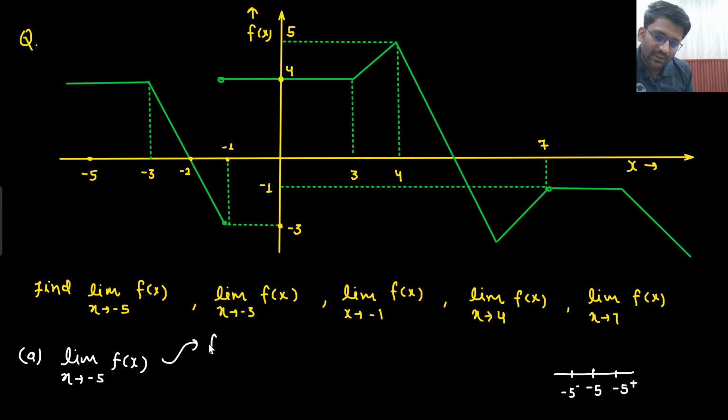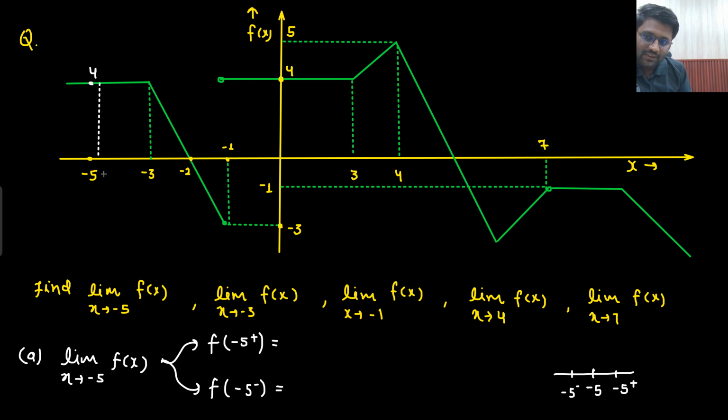We need to find out two values, the value of f(x) near to minus 5. So just after minus 5 and just before minus 5, what are the values? This is minus 5. What is this value? This value is 4. Just after minus 5, the value is also 4. Just before minus 5, the value is also 4. Both are equal.